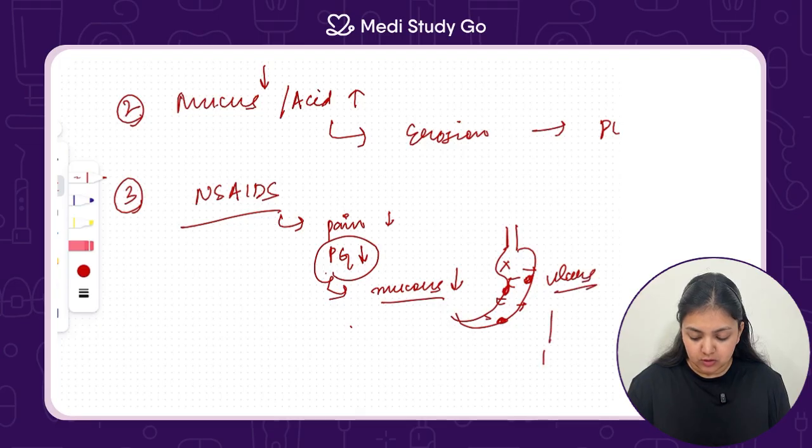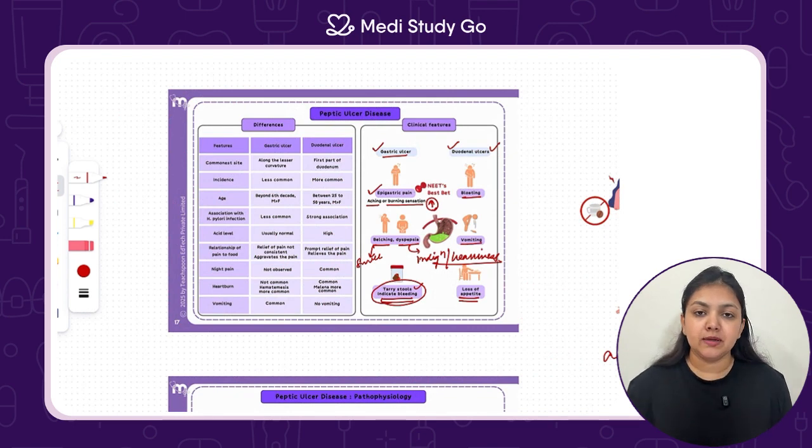and this will lead to peptic ulcer disease. So these are the three main processes by which peptic ulcer disease happens in the body, depending on the irritant or the etiology.